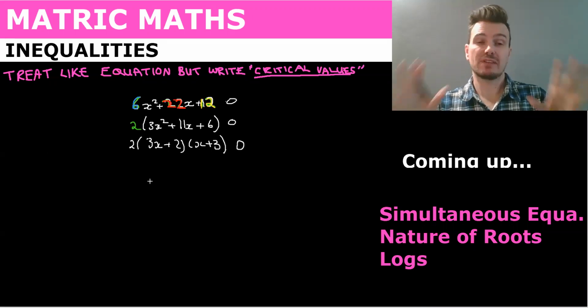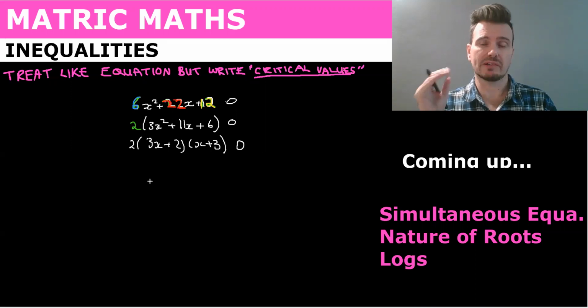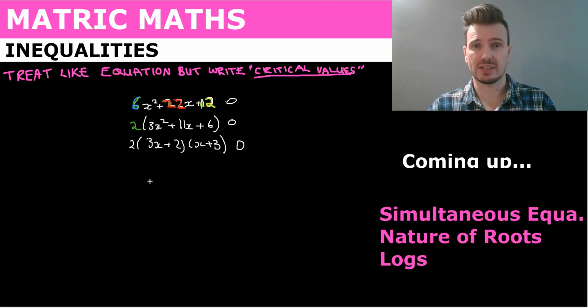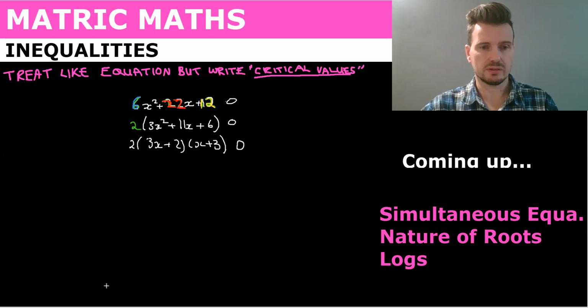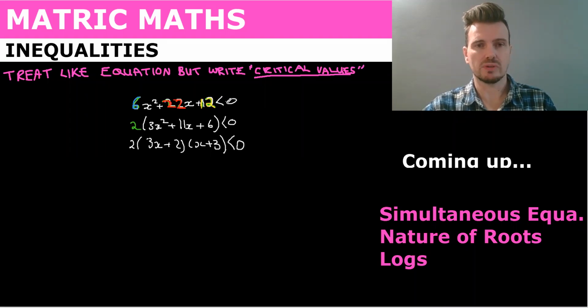Now, again, I've left the same question that we factorized, because when you do inequalities, it's very much like factorizing and then solving the equation. The only difference is instead of an equal sign, you would have a greater than sign or a less than sign. So it looks like an equation, but instead of having equals here, it might have less than or less than and equal to.